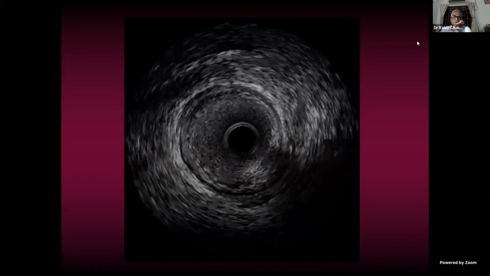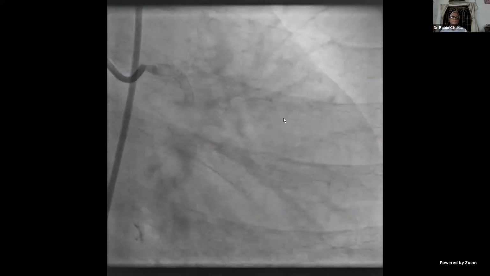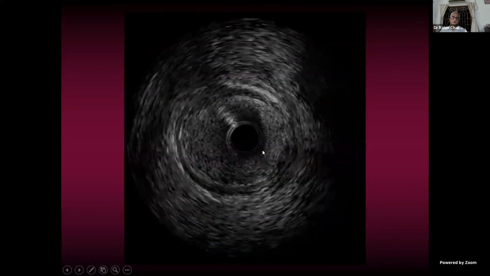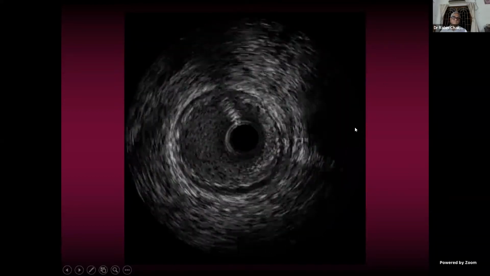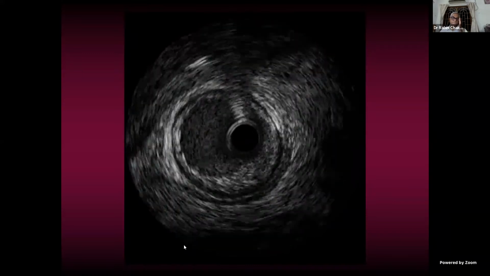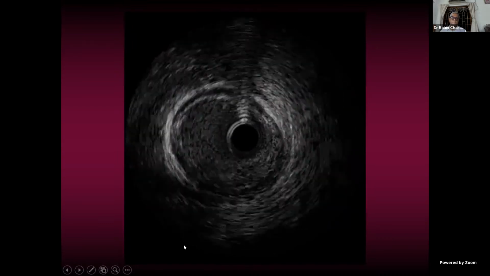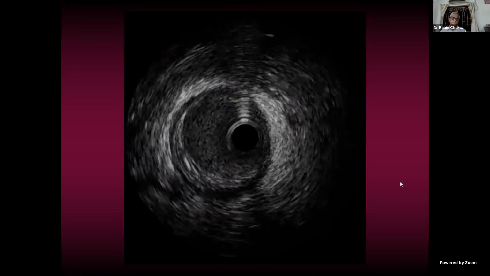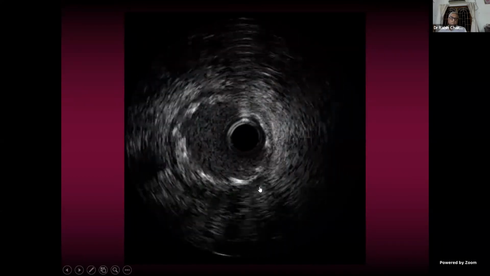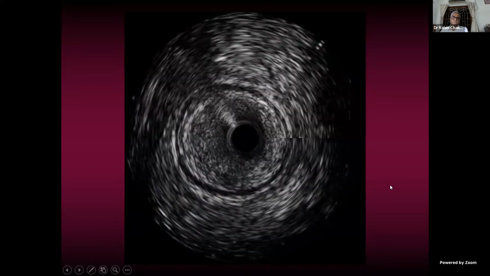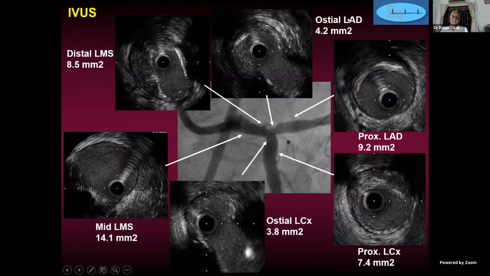Very tiny. And then we have done angioplasty. Very nicely done. Repeated IVUS, all gone. There's a stent. So IVUS can give us a distal left main length, ostial LAD length, proximal LAD length, ostial circumflex, and all those measurements could be obtained with the help of IVUS.